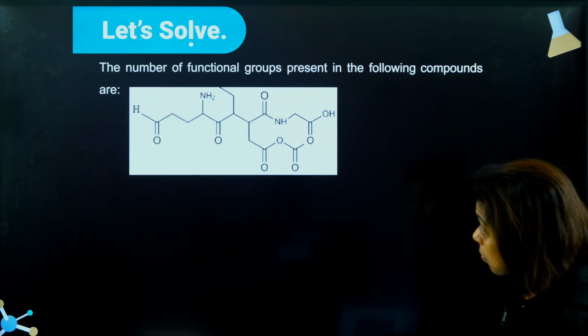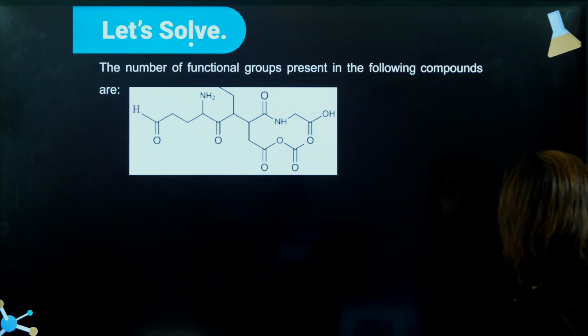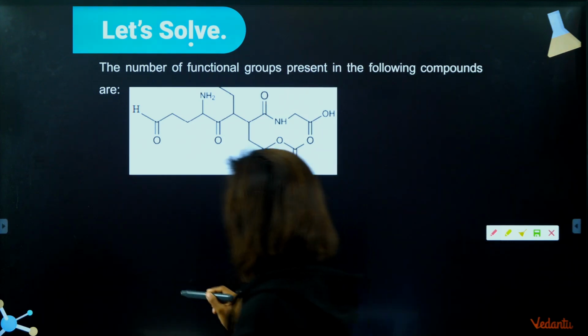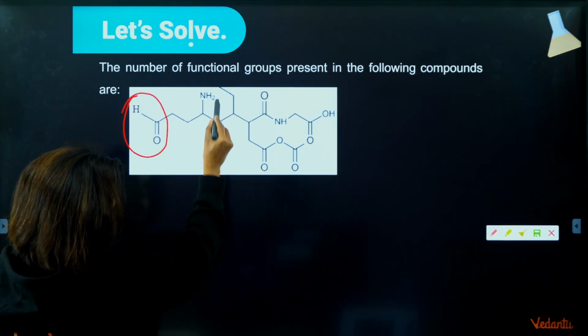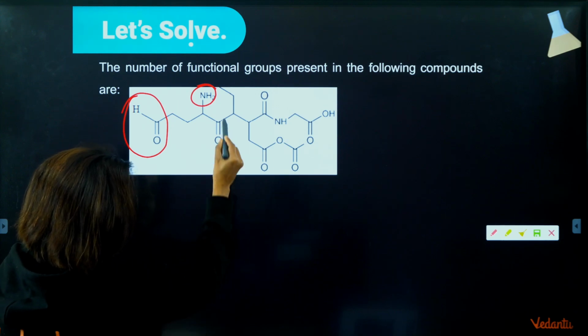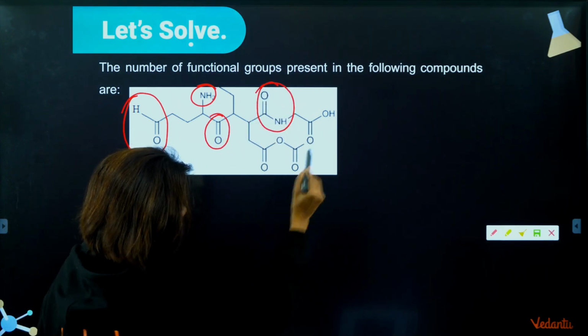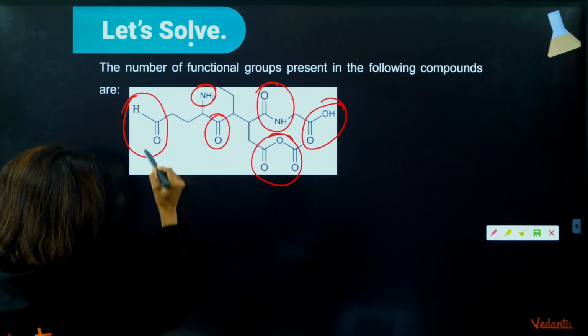Okay. Now the question is the number of functional groups present in the following compounds. कौन से functional group present है, चलो जल्दी से चेक करते हैं. Let us see. Okay, this is aldehyde group, CHO. This is amine, right? This is ketone. This is amide group. This is carboxylic acid group, and this is ester group.